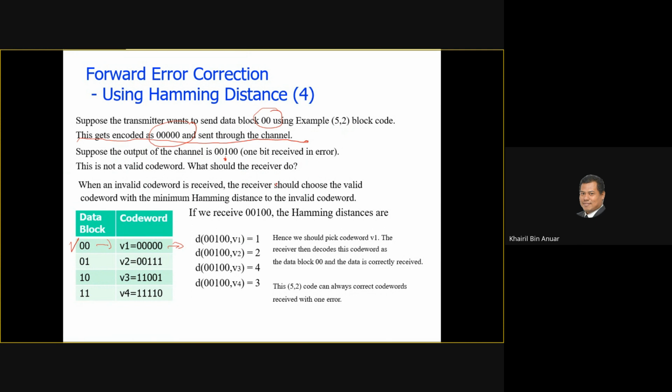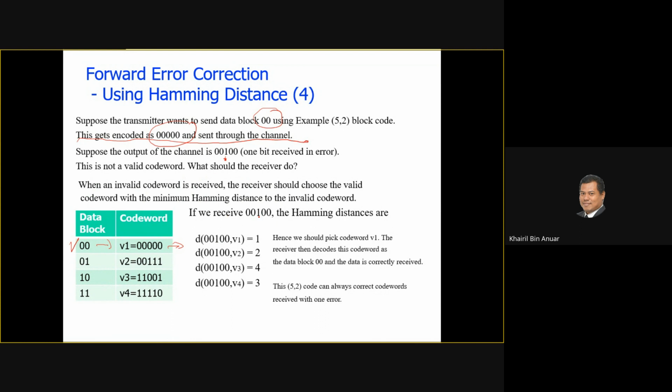You will see that with this Hamming code, it can detect the location of the error. We'll see it thoroughly. When an invalid code is received, the receiver should choose the valid code word using the minimum distance to the invalid code.